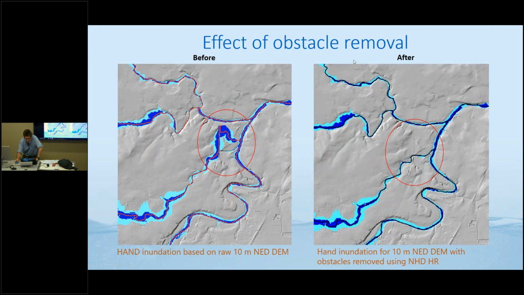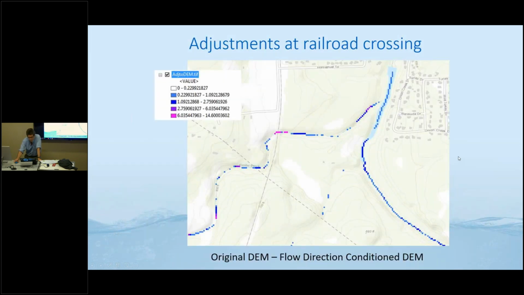But the effect of that is that the height above nearest drainage sort of stays much closer to the streams in this area, rather than without it. It sort of says that there's a whole bunch of flooding out here, which is way away from the stream, that doesn't look realistic at all. So that's an important thing to do to improve the data.